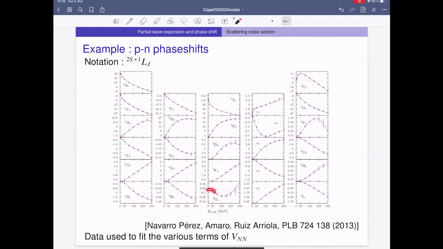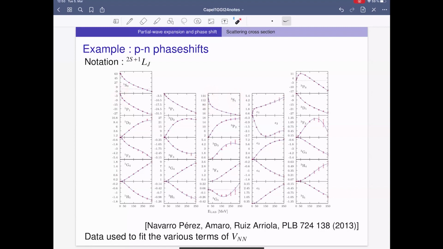You see that the phase shift is nearly flat at the beginning, and then it grows only much, much later, because it goes as k to the power 9, sorry, L equals 4. But on the other hand, you see that in the P wave, for example, you have a rather sharp start of the phase shift, even sharper here in the 3S1. So this is really what we see.